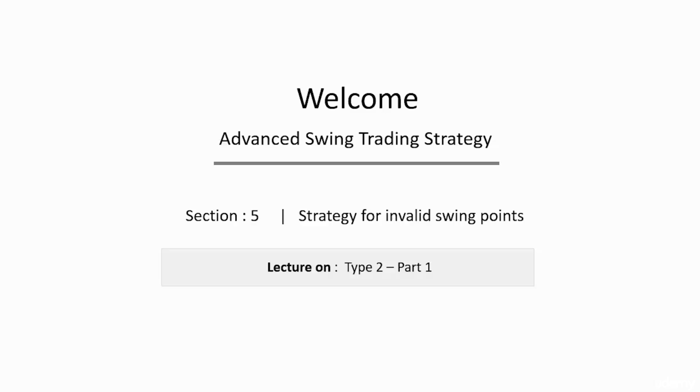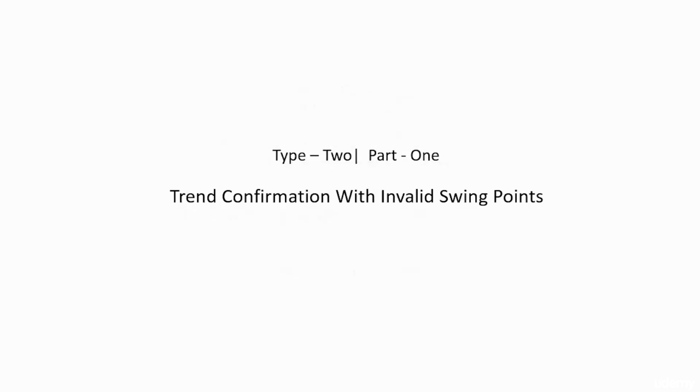Hello traders, welcome back. This video is part 1 of type 2 of the swing trading strategy for invalid swing points. From this lecture on, for the next couple of lectures, I will show you another trend confirmation method for invalid swing points with the swing trading strategy. Before I explain the method with a real chart, let me introduce the method and steps with illustrated examples like in the previous lectures. So let's start.